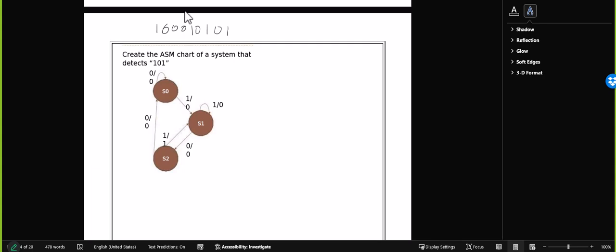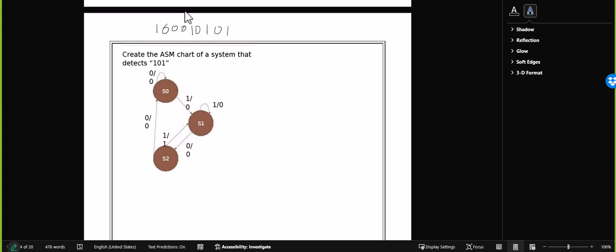So I'm going to start in state S0, and I got a 1, so I'll go to S1, and my output was 0. I got a 0, so I'll go to S2 with an output of 0. But then I got a 0 again, so I go back to S0 with an output of 0. And then I get a 0 again, and I stay in S0.